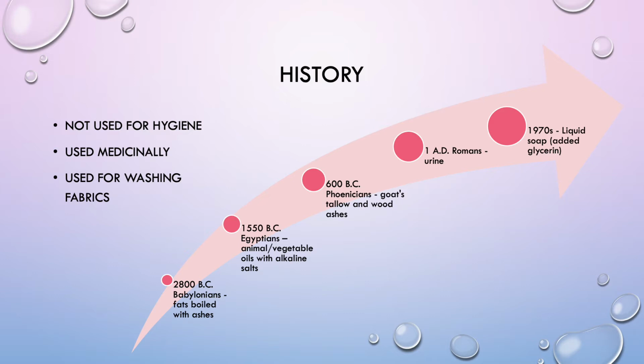The next record would have been in 1550 BC with Egyptians who made soap out of animal and vegetable oils with alkaline salts. And then the Phoenicians in 600 BC with goat's tallow and wood ashes. The Romans had an interesting concoction using urine. And then liquid soap became known more widely in the 1970s when they added glycerin.